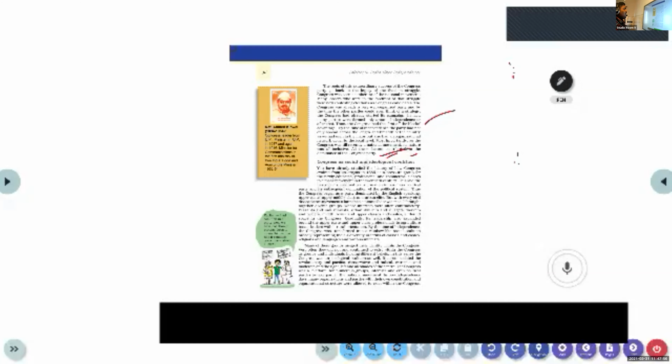Here we have already studied in history how Congress evolved from its origins in 1885 as a pressure group for newly educated professional and commercial classes to a mass movement in the 20th century. So already studied that, right? We know that it started in the year 1885.